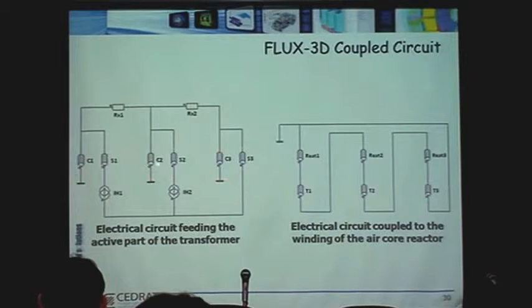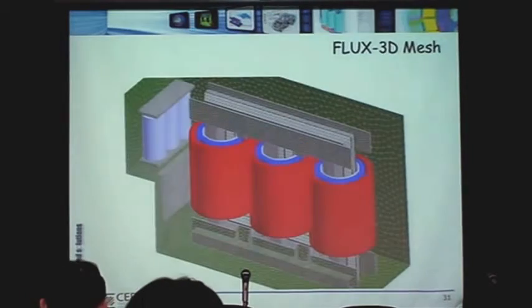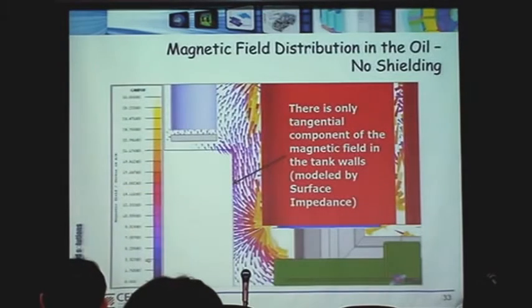This is the input part. This was even coupled to the air core reactor. I mean, there were quite a few things happening in this model. But let's go further. This is the mesh, and let's look at the result. So this is the case where there is no shield, nothing at all.